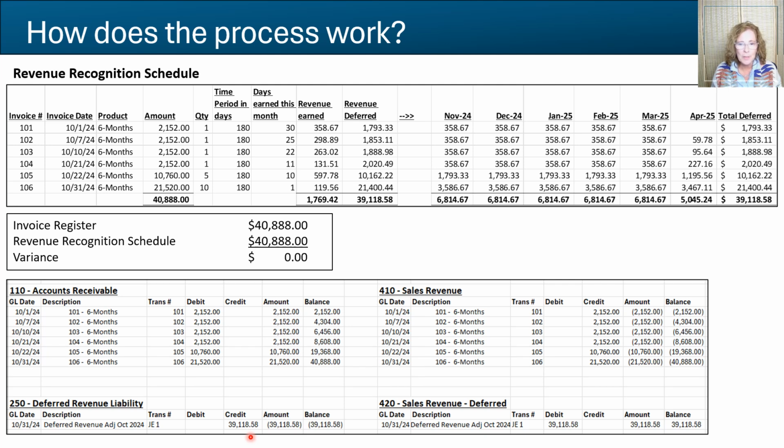Debits to accounts receivable for $40,888 and credit to sales revenue for $40,888, and then the adjustment for $39,118.58 as a debit to sales revenue deferred and a credit to deferred revenue liability.